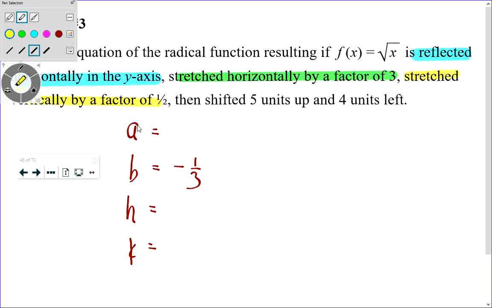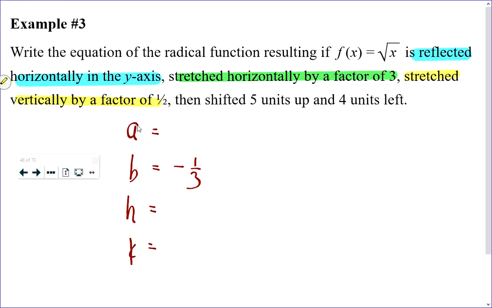If it's stretched vertically by a factor of 1/2, Jonathan, which of the 4 parameters is affected when we have a vertical stretch? A. And what will A become? A will become 1/2. Say again? I just didn't hear you, that's all. A will become 1/2. I kind of looked at you funny because I just didn't hear you. 1/2 is correct.